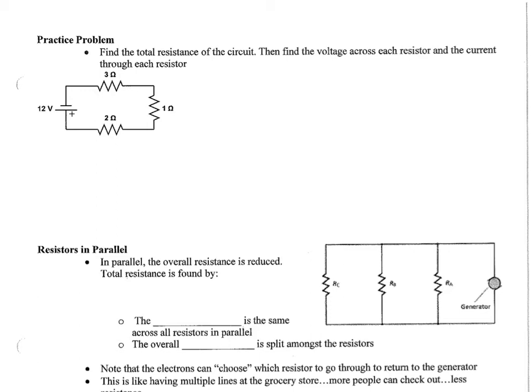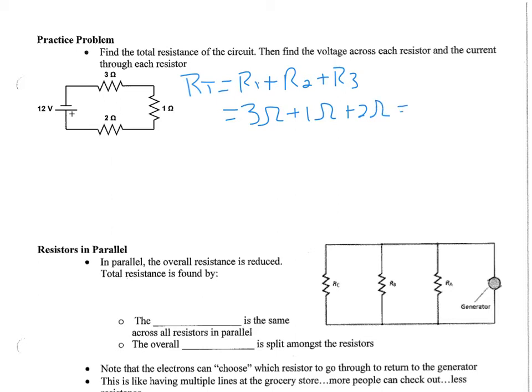So, finding the total resistance. This is a series circuit because they're all in line next to each other. The total resistance equals R1 plus R2 plus R3. If it's not labeled, it doesn't matter what you call 1, 2, or 3. So this equals 3 ohms plus 1 ohm plus 2 ohms. 3 plus 1 plus 2 is equal to 6 ohms. So the total resistance in the circuit is 6 ohms. And whenever we do circuits, because there's going to be so many things that you're solving for, we're not going to worry about sig figs.